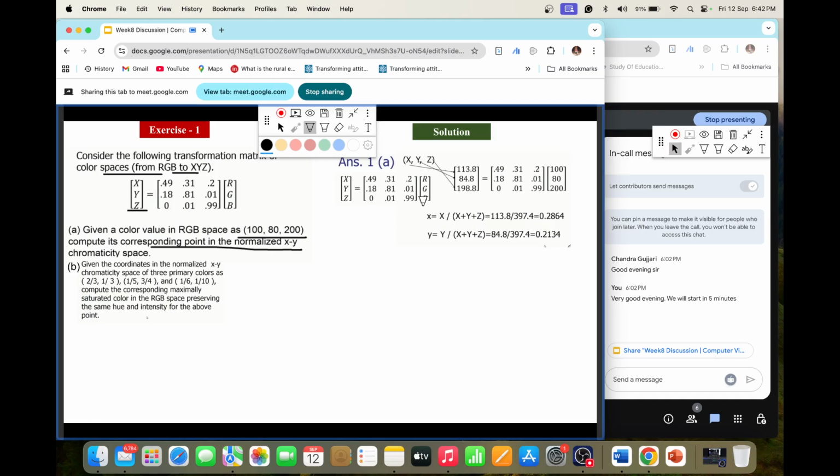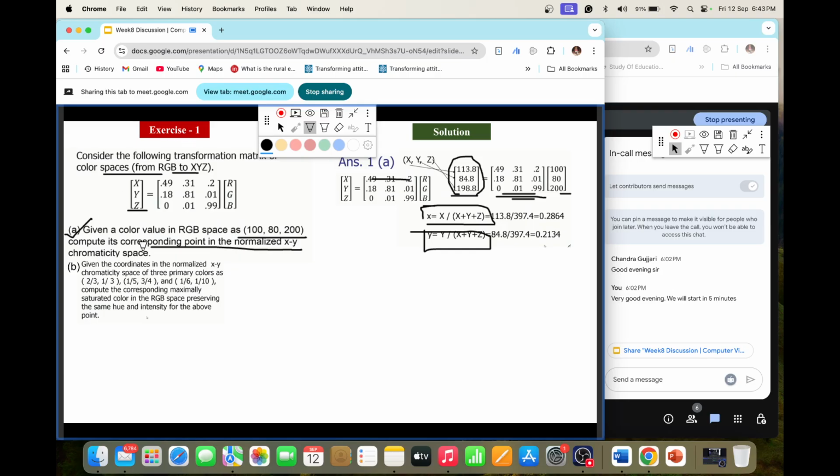So the RGB values are already given, that is 100, 80 and 200. We will just put them here and we can get the XYZ. You just do the simple matrix multiplication: this into this, and this into this. By this you can get the XYZ value. These two values are given, and this is also given, so you can get the capital X, capital Y, capital Z values. Once you get capital X, capital Y, capital Z, you can calculate the small x and small y values. By that you can solve your problem, exercise 1a.